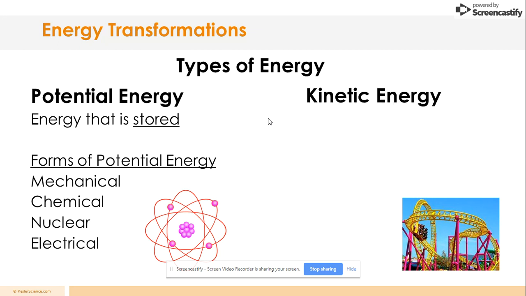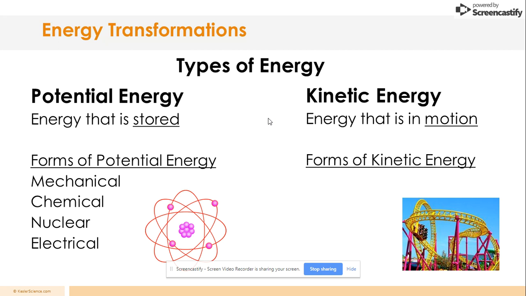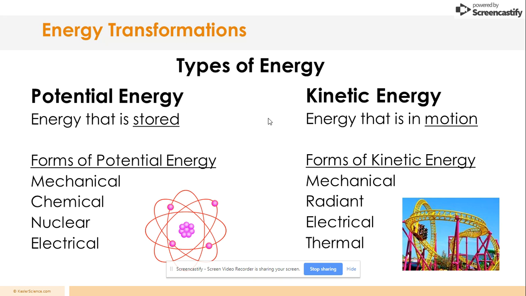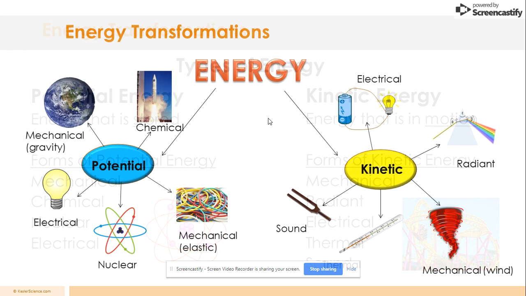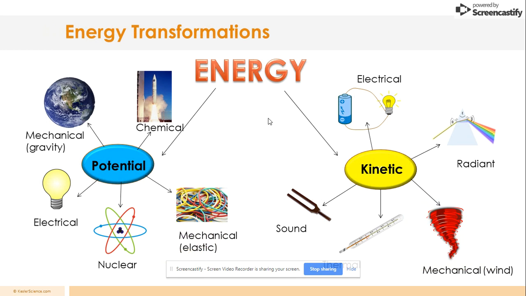Another category we have is kinetic energy. This is energy of things that are in motion, things that are moving. So some forms of kinetic energy would be also mechanical, radiant or light, electrical, thermal, and sound. So as we're looking at all of these different types of energy, you can see that some forms of energy fall under both potential and kinetic, and some fall under just one of these.